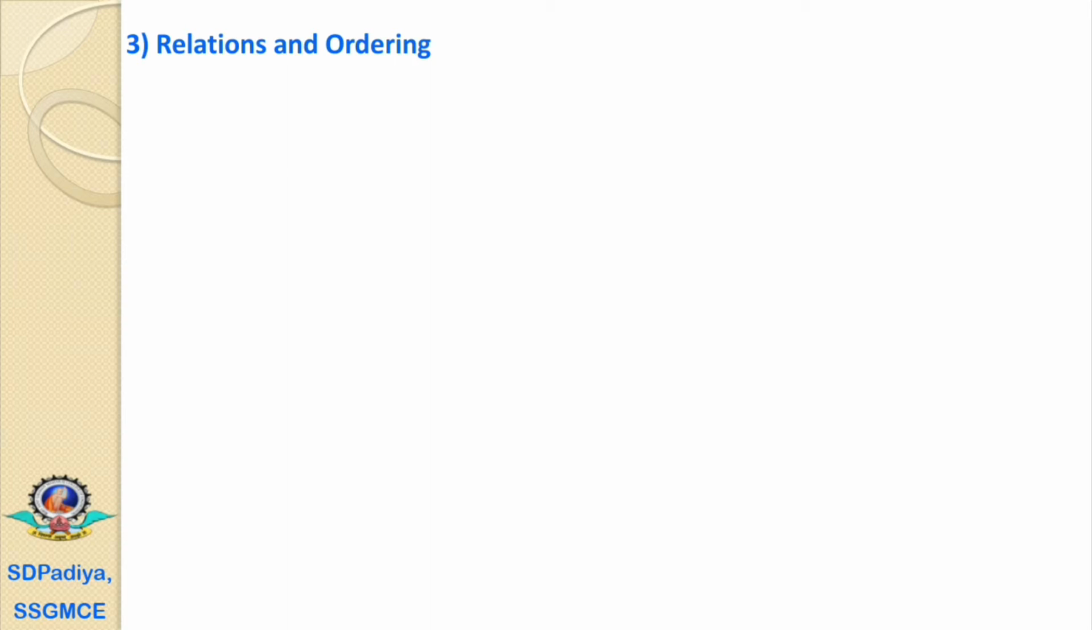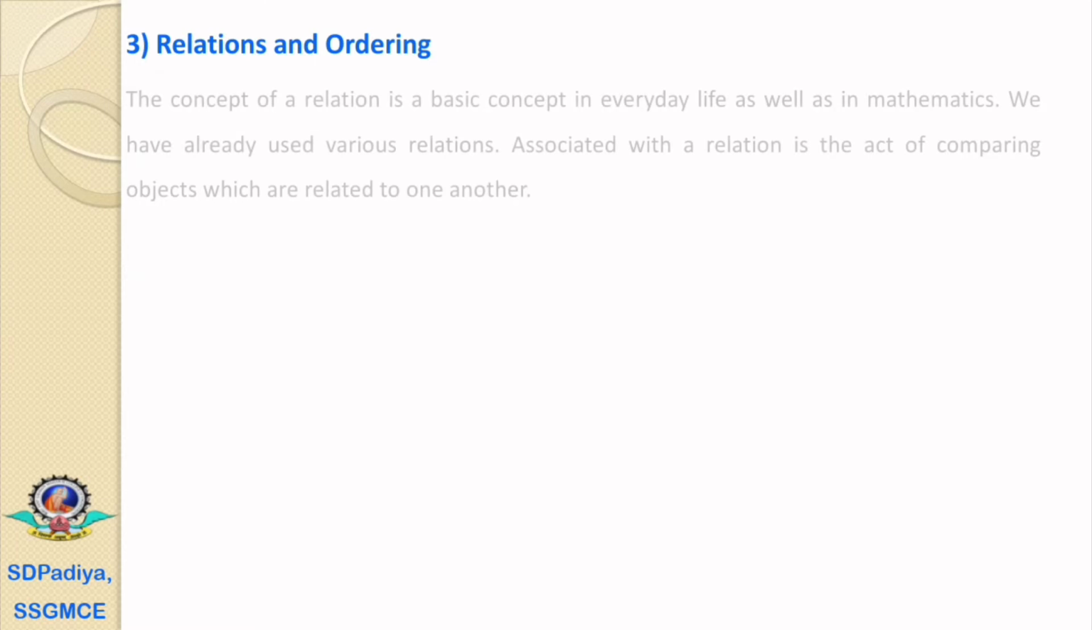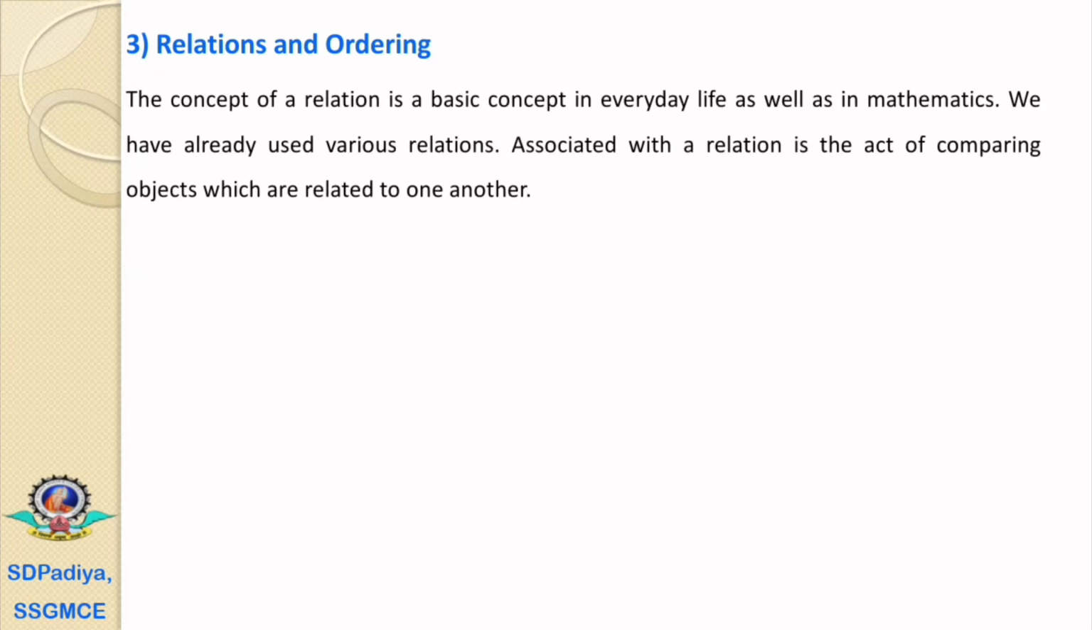Now, moving to the third topic, that is relations and ordering. From this word relations, we can make out that a relation shows the similarity or the comparison between two terms. In everyday life, we use lots of relations, just like brother, sister, mother, father, grandfather, grandmother, right? We can see that the concept of relation is a basic concept in everyday life as well as in mathematics. We have already used various relations.